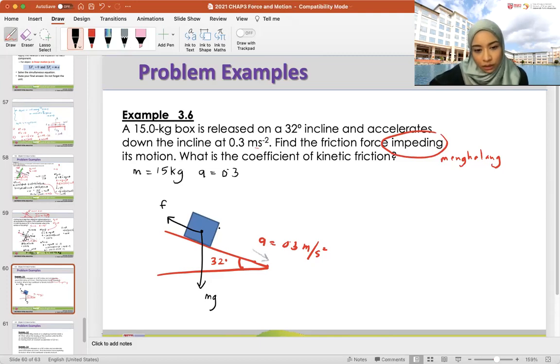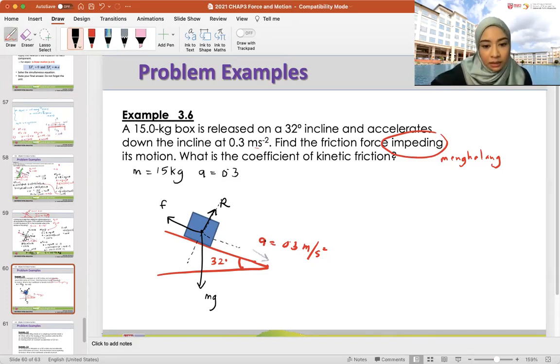Now I want to resolve my forces. Am I missing any other forces here? R, yes, correct. R is perpendicular to the surface, and friction must be opposing the motion.